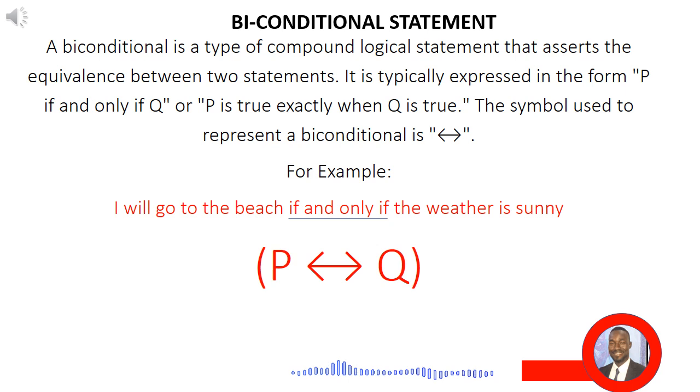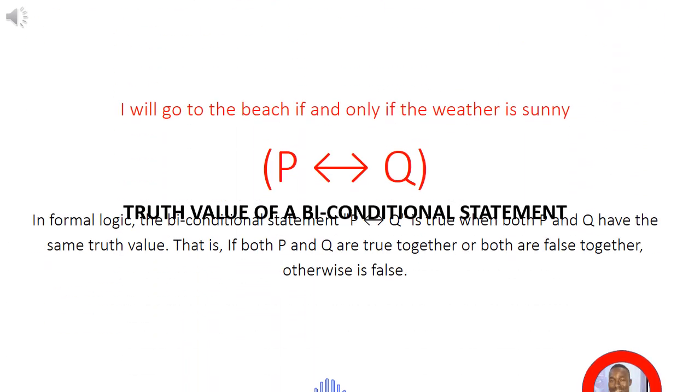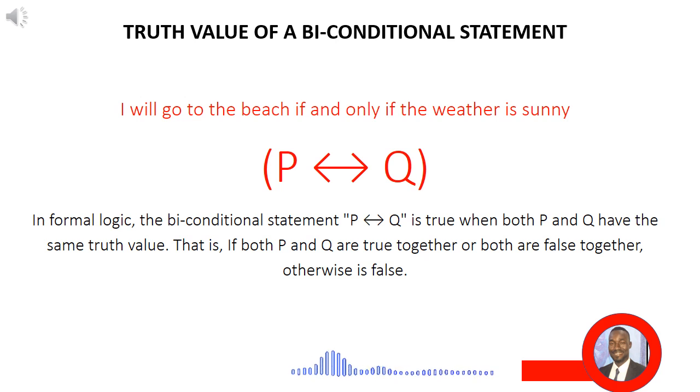Biconditional is the fifth logical connective that asserts the equivalence between two statements. A biconditional is typically expressed in the form of if and only if. The symbol used to represent a biconditional is the double-edged arrow symbol. For instance, in the example given below, I will go to the beach if and only if the weather is sunny. What then is the truth value of a biconditional statement? In formal logic, a biconditional statement is true when antecedent and consequence are true together or false together. Any other case outside these two cases is false.